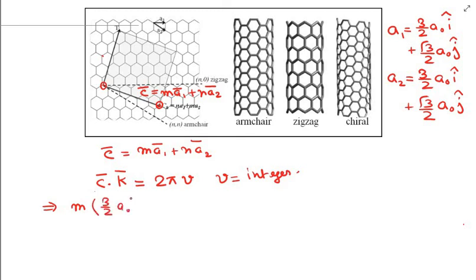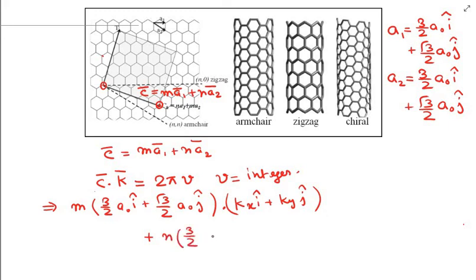(3/2) a0 i cap plus (root 3 by 2) a0 j cap, dot (kx i cap plus ky j cap), plus n times (3/2) a0 i cap plus (minus root 3 by 2) a0 j cap, dot (kx i cap plus ky j cap). This is equal to 2 pi times an integer.